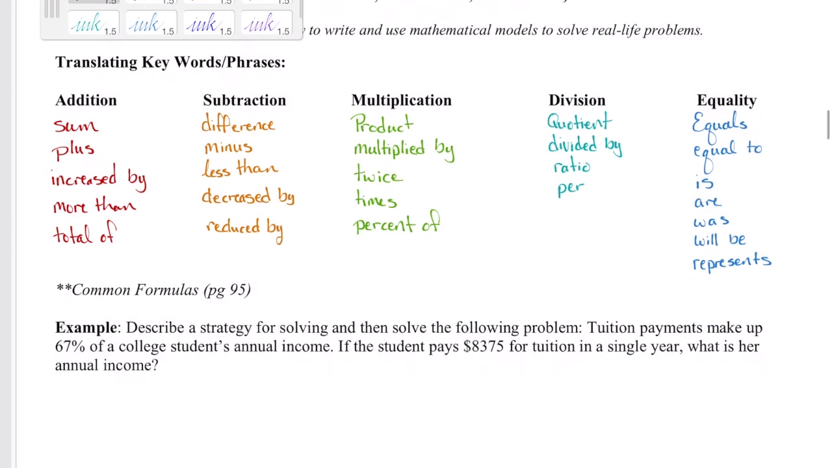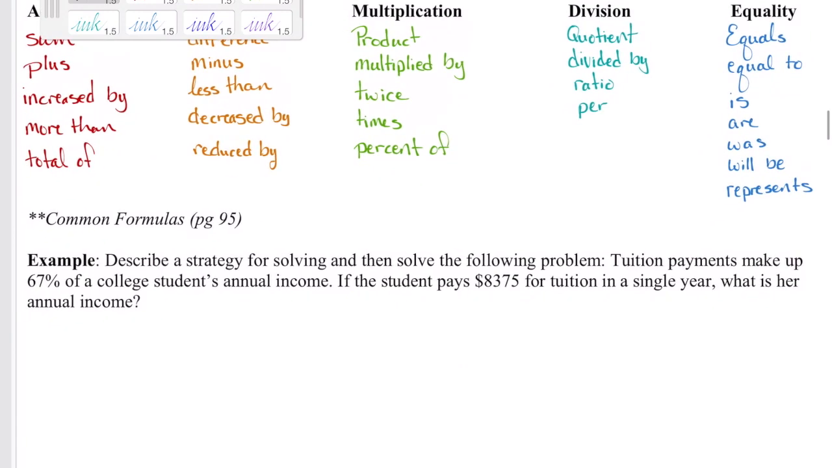And these are keywords. So for this first example, they want us to describe a strategy for solving and then solve the following problem. Tuition payments make up 67% of a college student's annual income. So 67% of their income is being taken away by tuition payments. If the student pays $8,375 for tuition in a single year, okay, that has to be community college because universities it's way more than that, or at least the ones I went to. So they pay that much for tuition in a single year. What is her annual income?